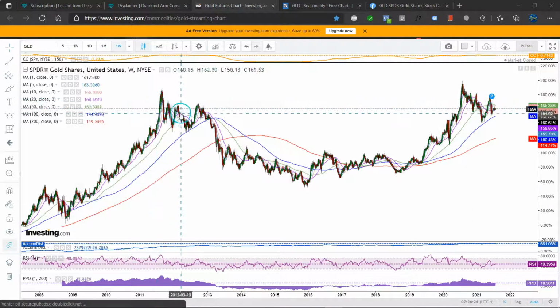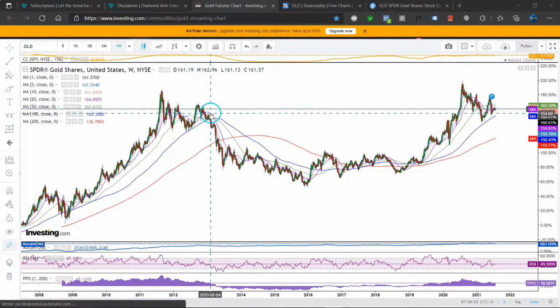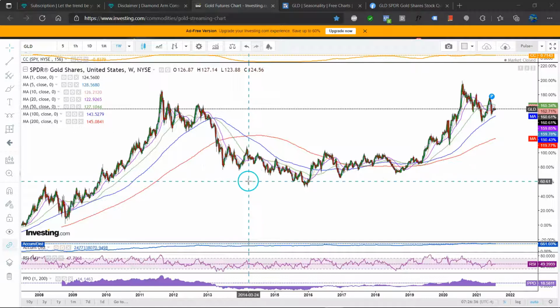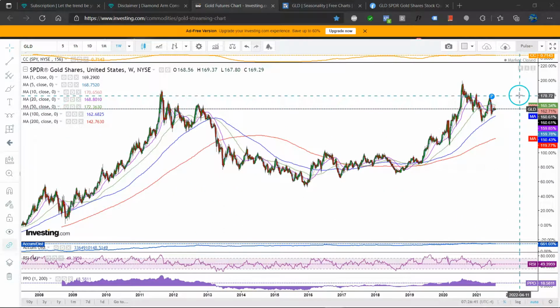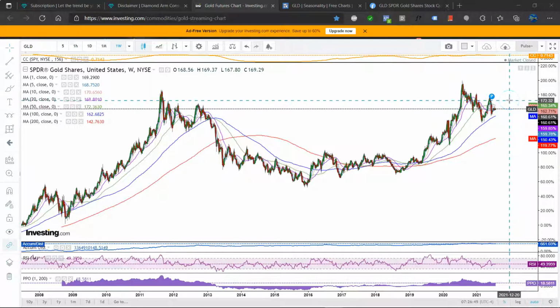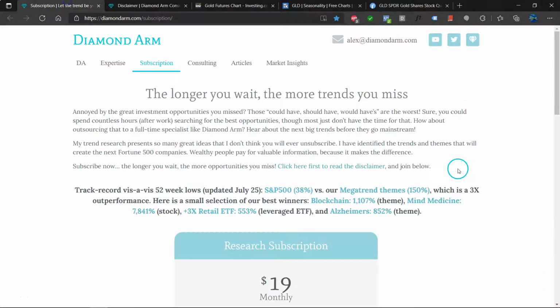Though the context is most likely different, in the sense that this pattern moved to the downside clearly, starting a big bear market for gold, while this pattern, given the macroeconomic context, is most likely going to resolve to the upside. So we will have then a major breakout for gold. So long term, I am certainly bullish on gold.